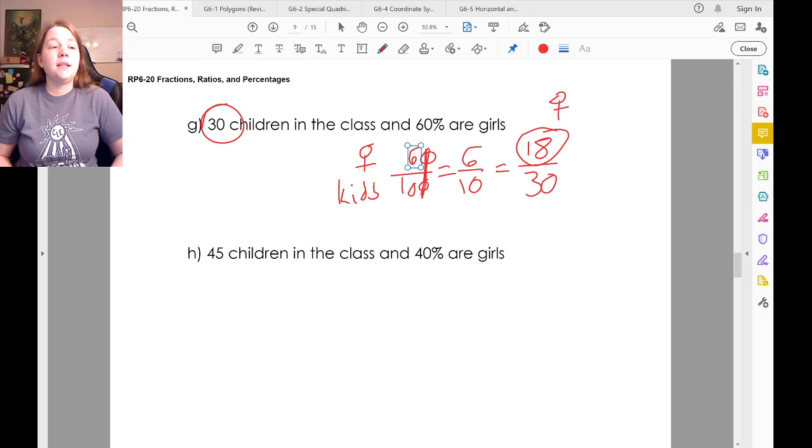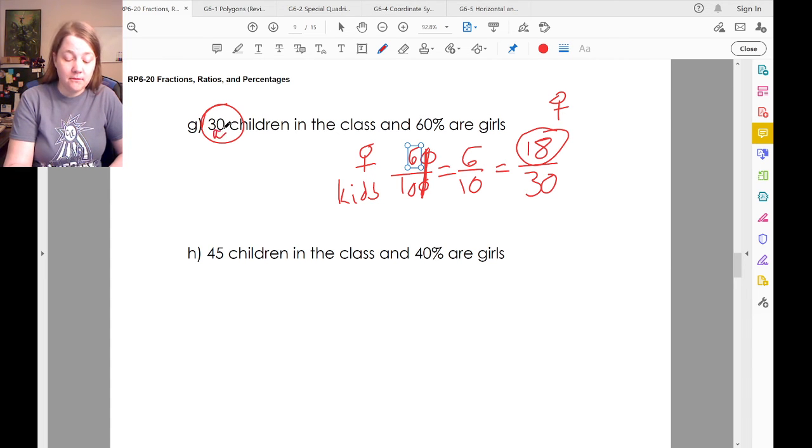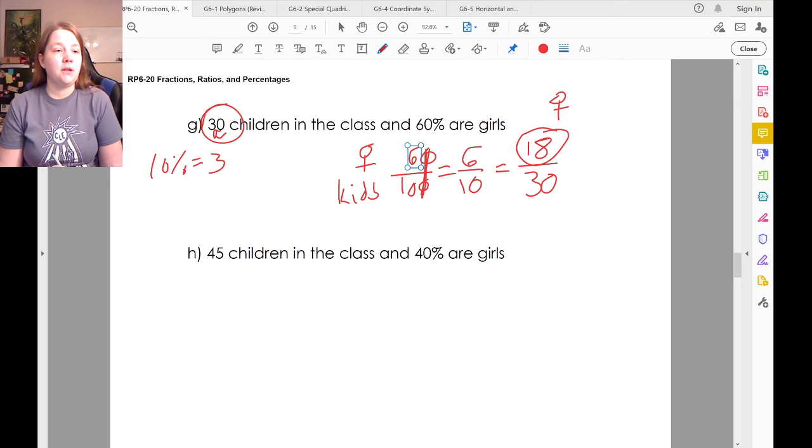We could have also found 10% of 30. 10% of 30 is 3. And we could have multiplied 3 times 6 to get 18.